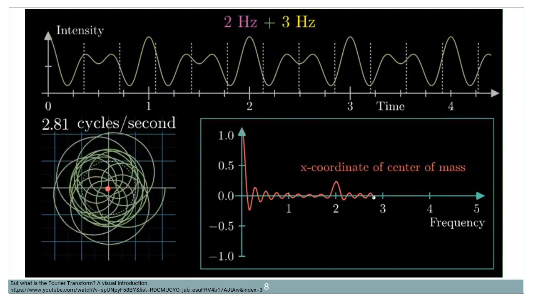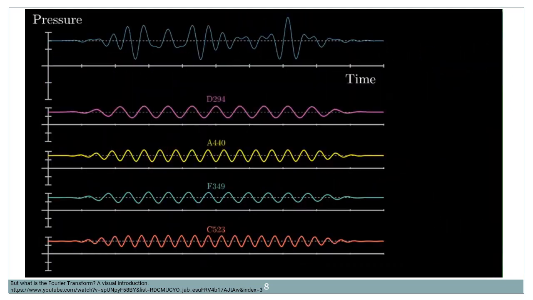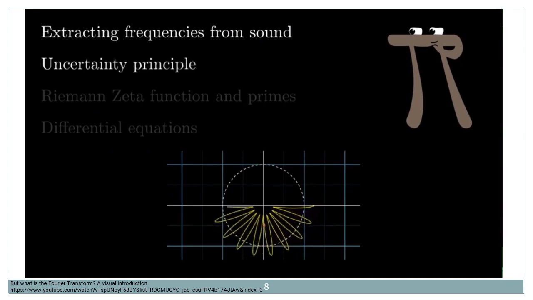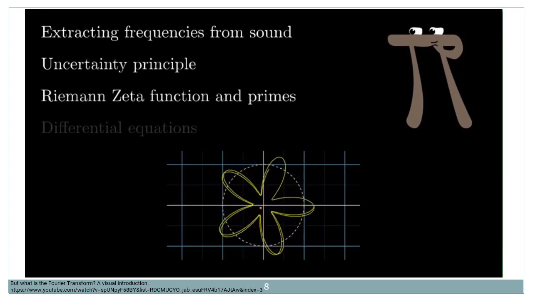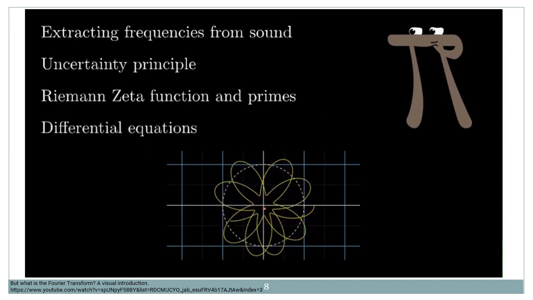The central example to start is going to be the classic one, decomposing frequencies from sound. But after that, I also really want to show a glimpse of how this idea extends well beyond sound and frequency into many seemingly disparate areas of math and even physics. Really, it is crazy just how ubiquitous this idea is.